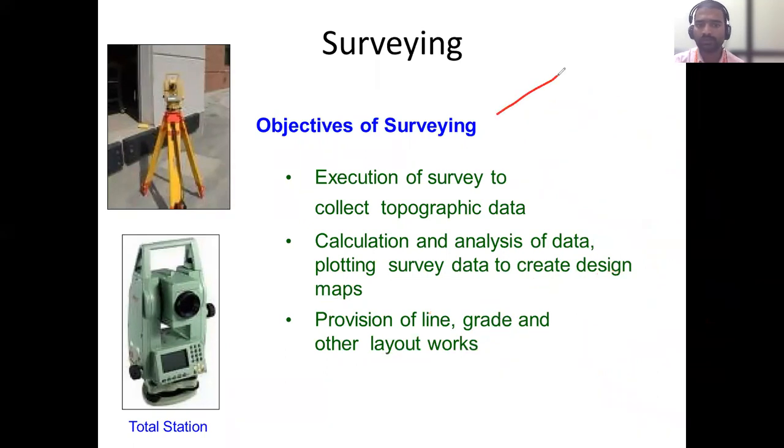एवरीवन क्लियर दीज ऑब्जेक्टिव्स? सर्वेइंग में क्या क्या करते हैं हम? यस, एनी रिप्लाई? Yes, sir. ओके.